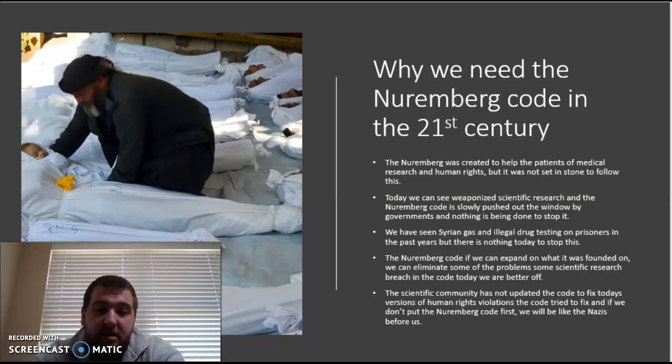We have seen sarin gas and illegal drugs tested on prisoners in past years, but there is nothing today to stop this. If we can expand the Nuremberg Code to the 21st century, we can eliminate some of the problems where some scientific research breaches the code today, and we'd be better off. The scientific community has not updated the code to fix today's versions of the human rights violations the code tried to fix, and if we do not put the Nuremberg Code first, we will be like the Nazis before us.